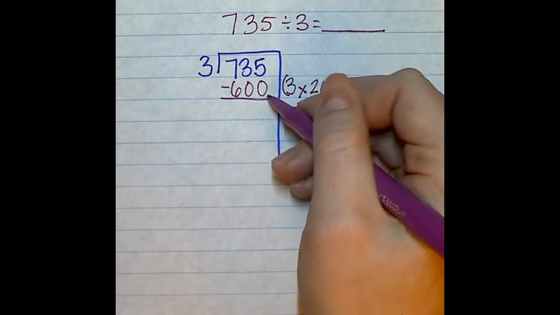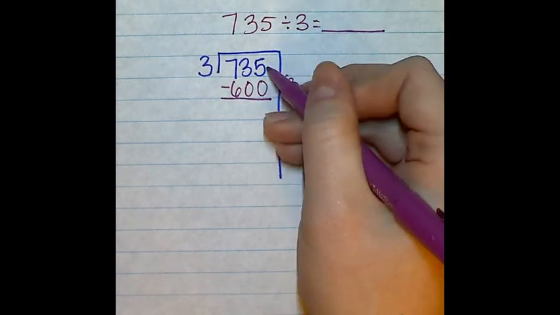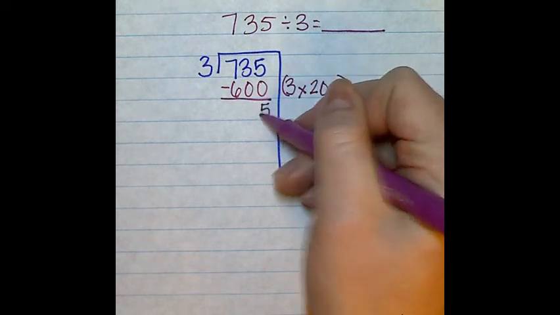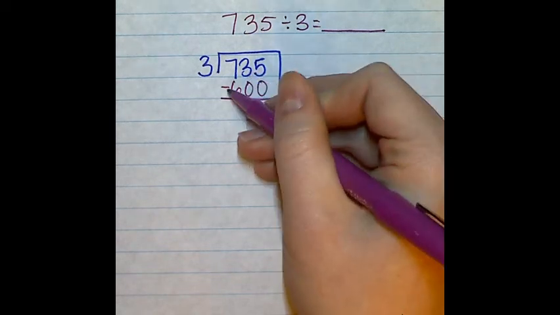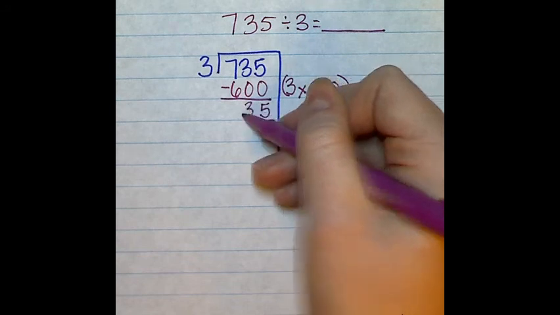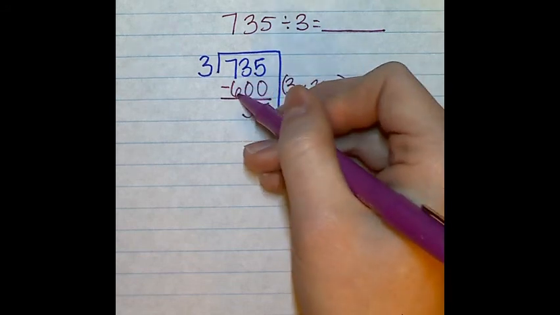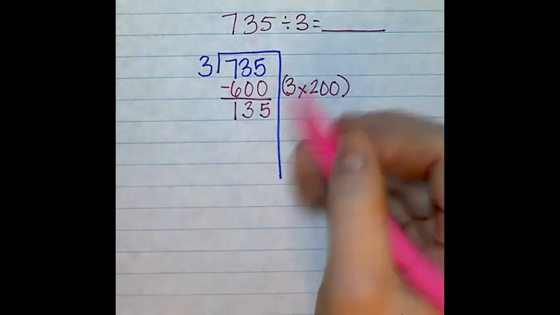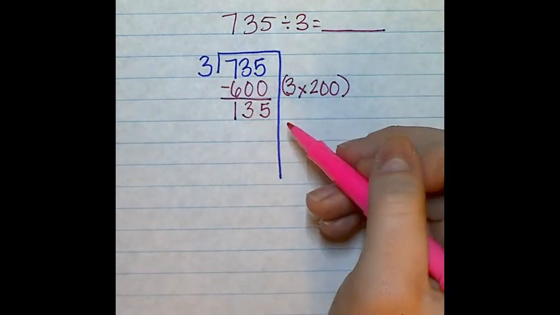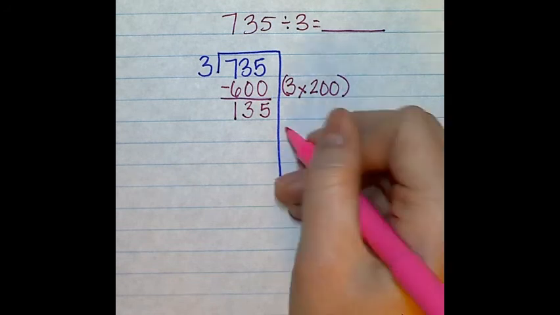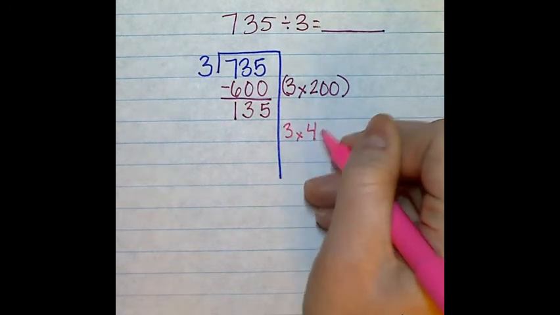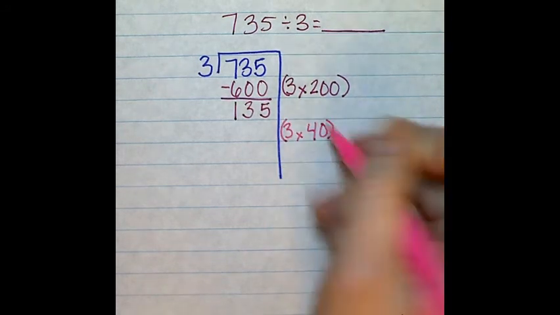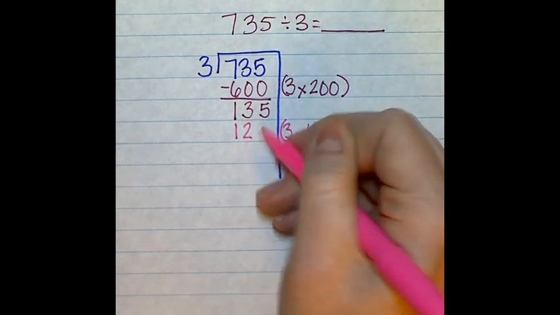So then I put 600 and I need to subtract 735, take away 600. So I have 5 ones, take away 0 ones is 5. 3 tens, take away 0 tens is 3 tens. 700s, take away 600 is 100. So now I'm trying to get as close as I can to 135. I know 4 times 3 equals 12. So 4 tens times 3 ones gives me 12 tens, or 120.